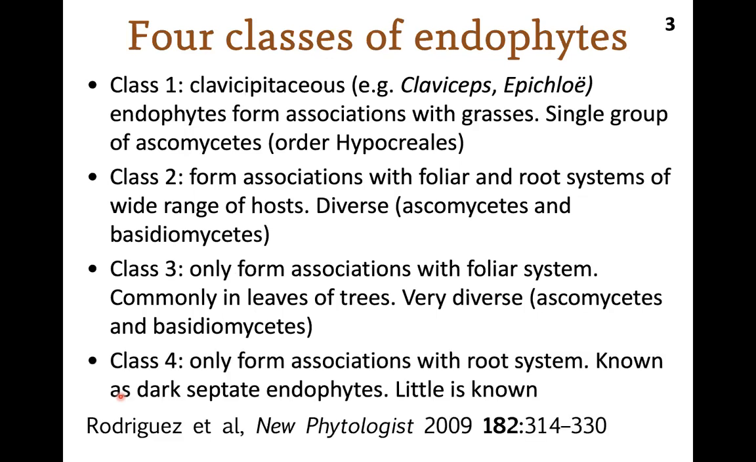And the 4th class of endophyte forms associations only with the root system as far as we know. Now very little is known about these things, and they've got the cool name of dark septate endophytes. But some people think that these are maybe the most important endophytes actually. It's just that they're difficult to study, which is the reason why little is known about them. And so this 4 class endophyte system is taken from this paper that's indicated at the bottom of the slide here.